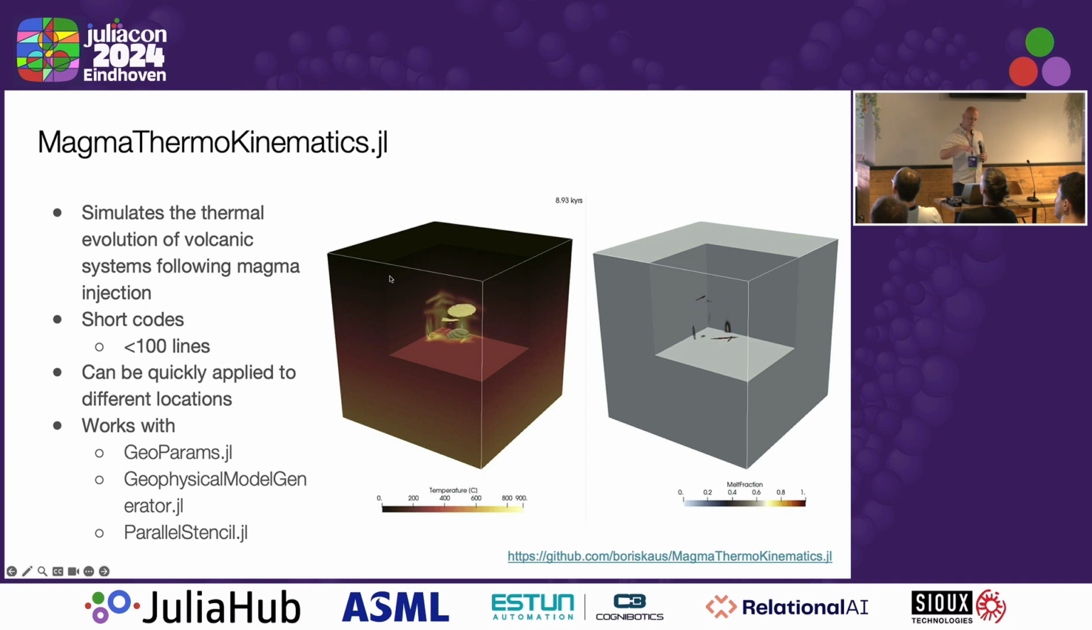If we're only interested in looking at the thermal structure of magmatic systems, there is a package called MagmaThermoKinematics, which simulates this in 2D or 3D. The advantage is that it is a very short code, so it's very easy to apply to different locations. And again, this works with all the packages I discussed before. So if we add a new type of melt, heating, or crystallization parameterization, we would do that in GeoParams, and then this would be available in all the codes you just saw before. So that makes it very modular.